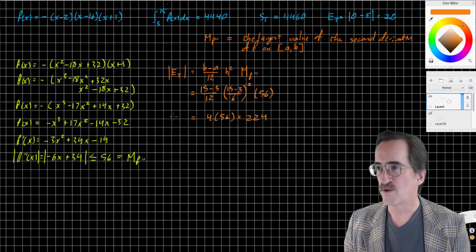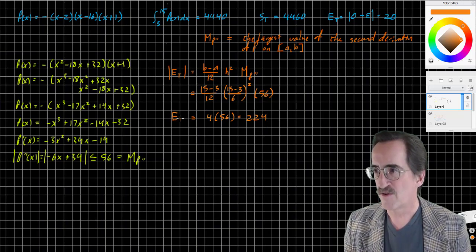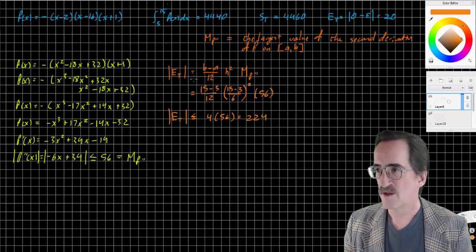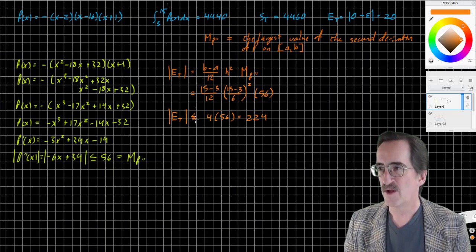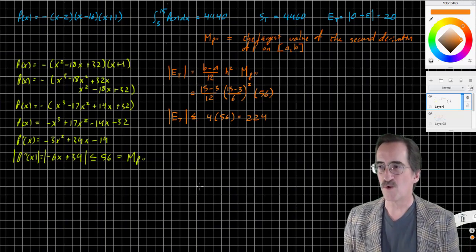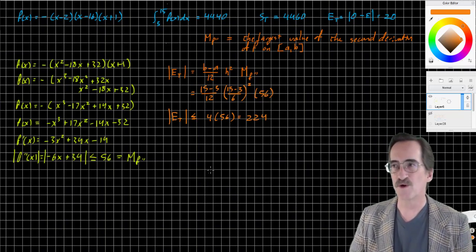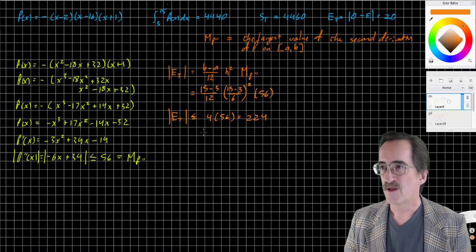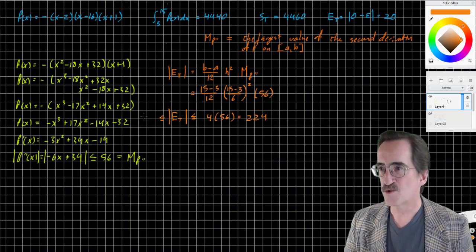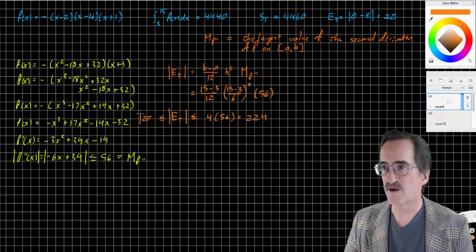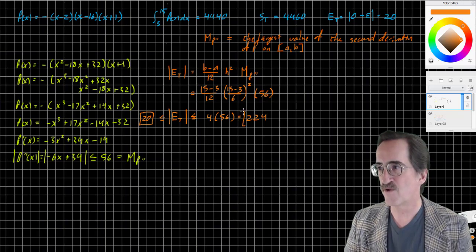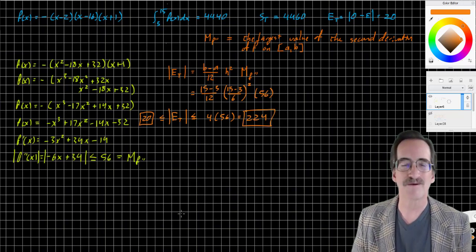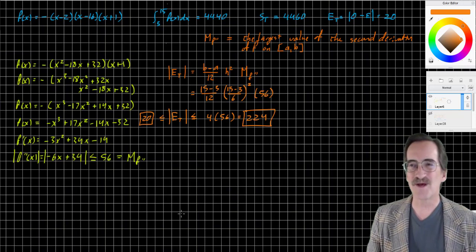And so the magnitude of the error of the trapezoid method has to be less than or equal to, and this is the maximum error, 224. Okay? And is our absolute observed error of 20 less than 224? The answer is absolutely. So that's how you do that.